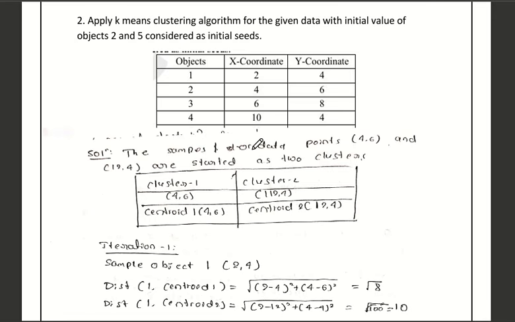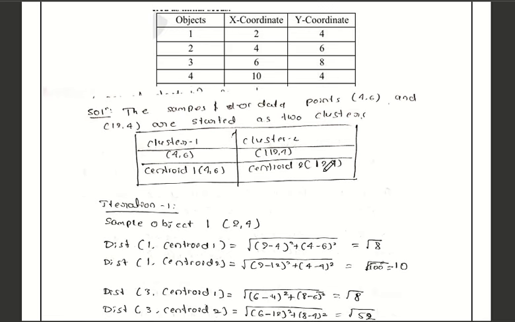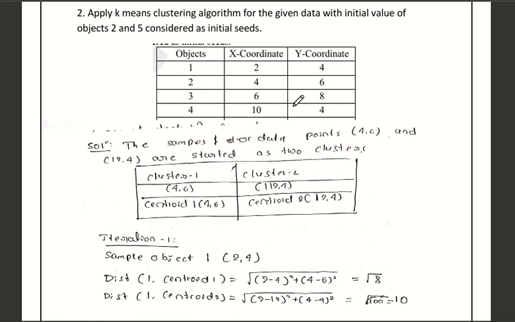Okay, then moving on to the second question: apply the k-means clustering algorithm to the given data, with objects 2 and 5 considered as the initial seeds. It is a numerical problem. If I explain it orally, you might feel bored, but I will highlight the overview of how the procedure works. You must solve this problem yourself, then only will you understand it and be able to solve this numerical problem if it appears in your exam.